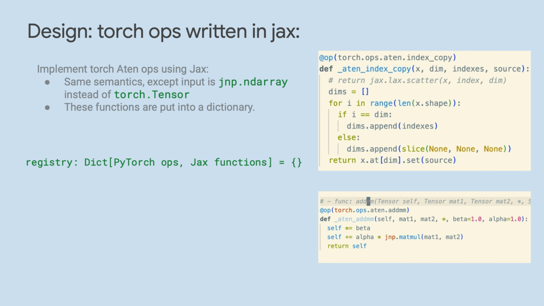So a quick example of how this implementation looks like. Here is the torch op, index_copy, and here is the implementation in JAX. Here is another op, torch op aten addmm, which is addition plus matrix multiplication, and the formula is here. We just write the formula using JAX. And this operator will just put those two functions inside of our registry, where the key is the PyTorch op, and the value is the JAX function, which implements the same semantics, except all their inputs are JAX arrays.